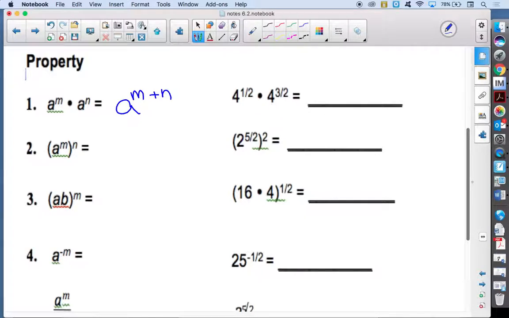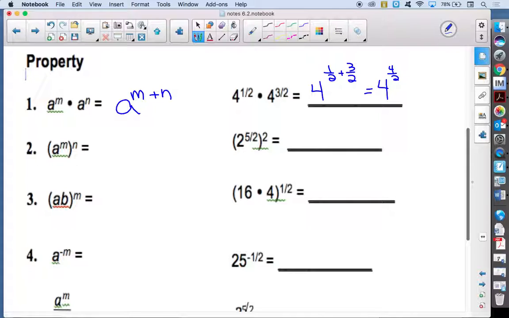So if you look at the example, we have 4 to the 1/2 times 4 to the 3/2. So really we're adding 1/2 and 3/2 together. Paige, if you add 1/2 and 3/2, you get? 4, so 4/2. Yep. So you add the top, the denominator stays the same. When you have common denominators, you're adding the top number, but the bottom number stays the same.